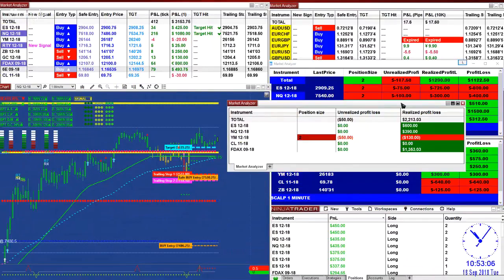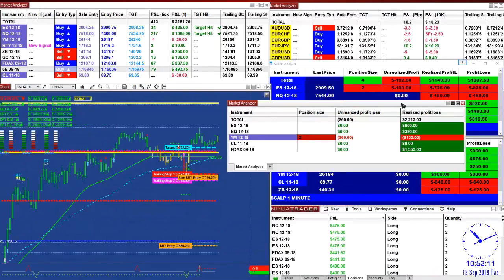Market order, 5 minutes. This is your B scalper market order, 5 minutes.